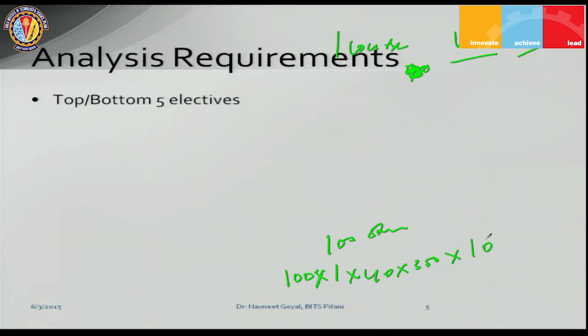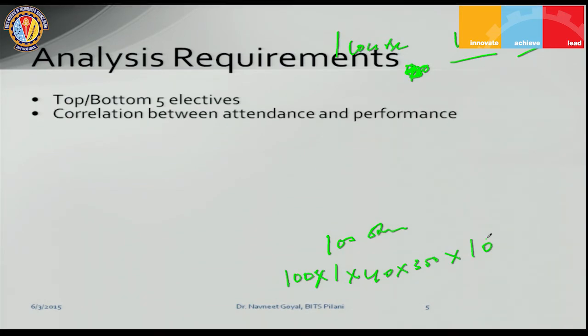Analysis requirement. I want to find out the top 5 or bottom 5 electives, so that if there is not much interest in these courses, I can think of dropping them. Correlation between attendance and performance. This is a very critical question in BITS, whether attending your classes results in a better grade or not.